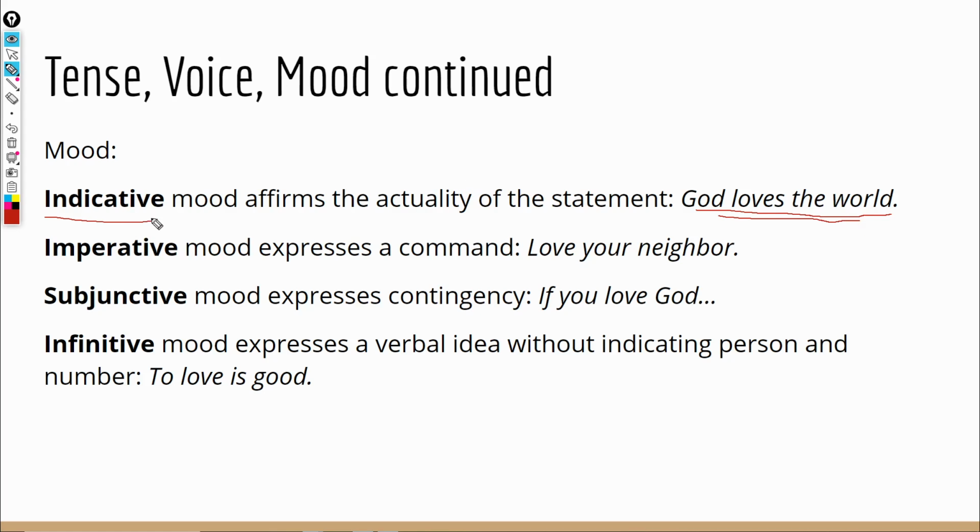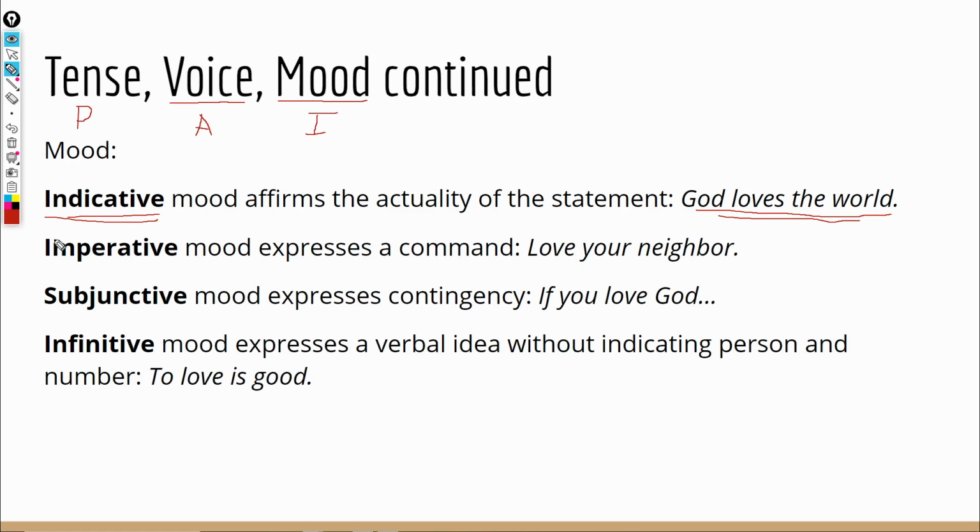And we call that the indicative mood. So today, what we're focusing on is the present tense, which again just means that the action is currently ongoing. The voice, we're focusing on the active, which means that the subject is doing the action. And finally, we're focusing on the indicative, right? Which means that these verbs are making a statement about reality.